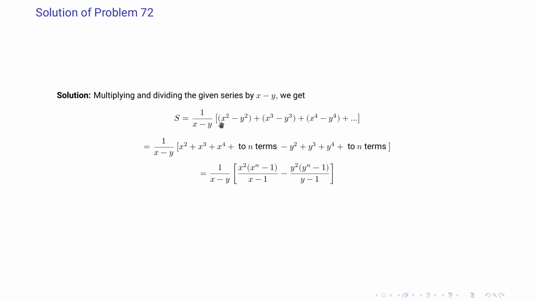We separate out the terms containing x and y. So we get the sum after applying the formula as 1 by (x minus y) multiplied with the first term x square multiplied with the common ratio, which is (x to the power n minus 1) by (x minus 1). And for the series containing y, it will be minus y square multiplied with (y to the power n minus 1) by (y minus 1).